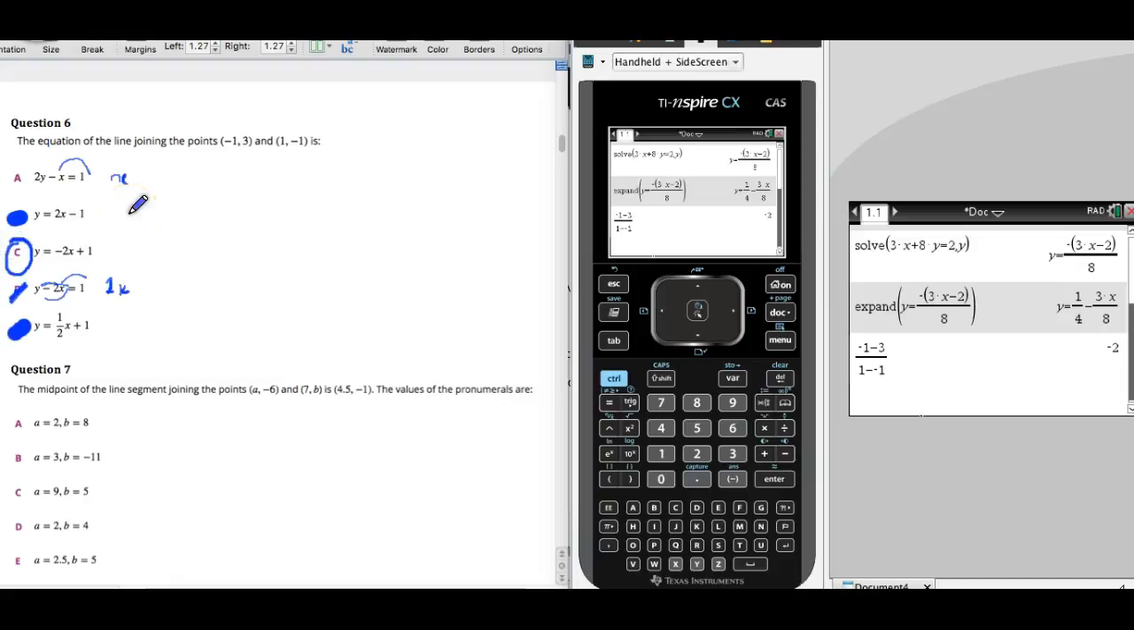I don't need to then go on and actually find the equation of the line, because in a multiple choice test, you should be doing elimination. Okay, so we'll just leave it there. I'm not going to actually find the equation of the line because there are other videos that do that for you.